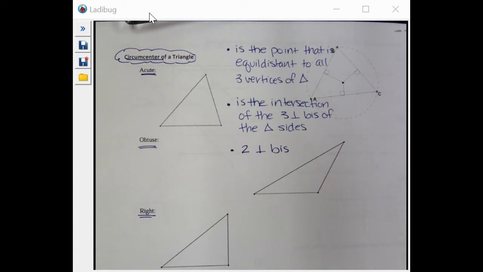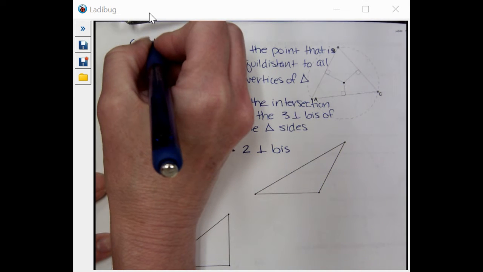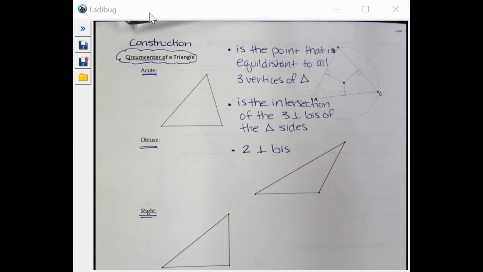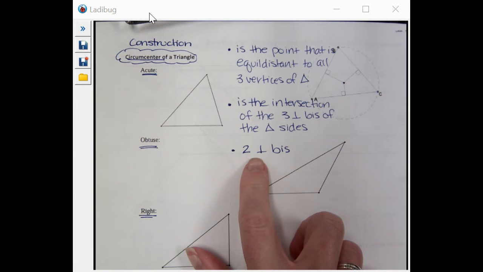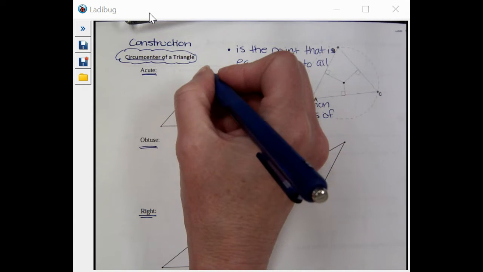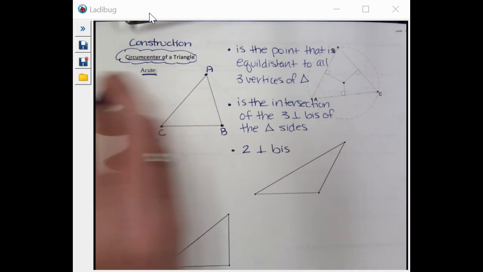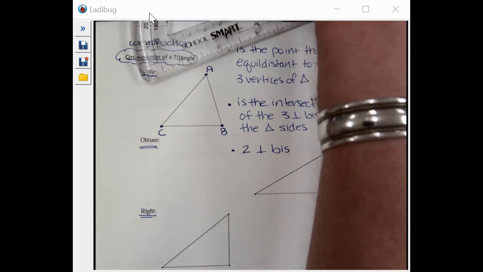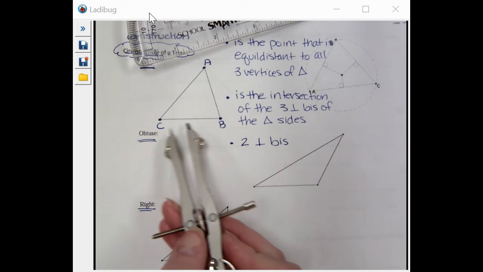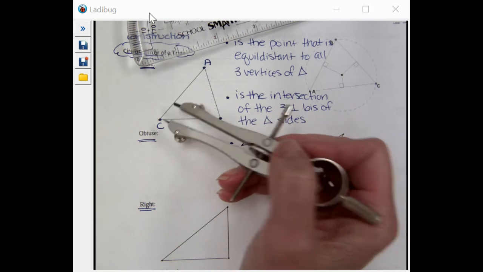So let's talk about constructing the circumcenter. We are going to do a construction here, and our construction will be the circumcenter of a triangle. We're going to do that by doing two perpendicular bisectors. Let's label this triangle A, B, C. There are three sides on this triangle. We have side AB over here, side CB at the bottom, and side AC.